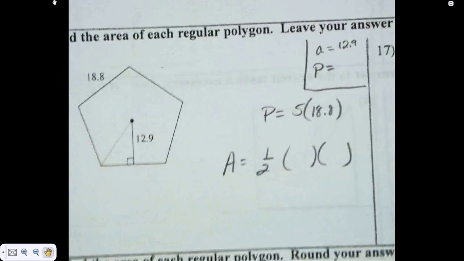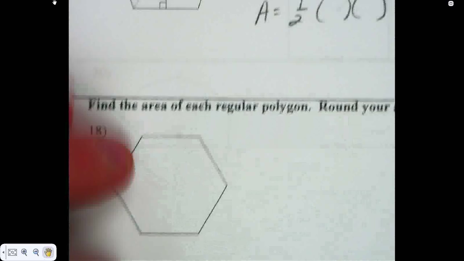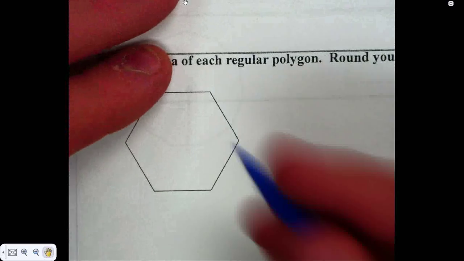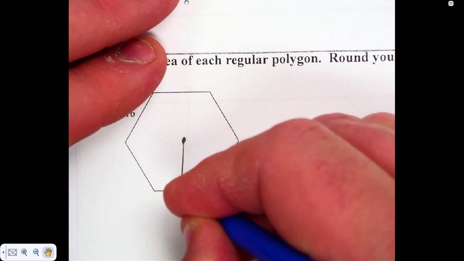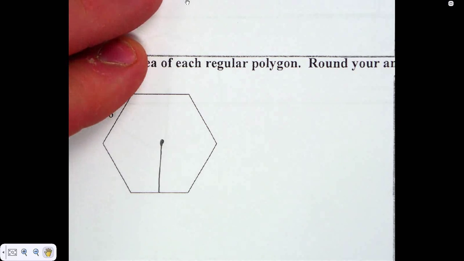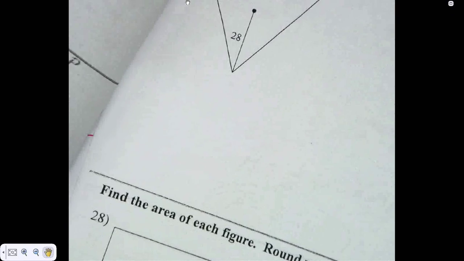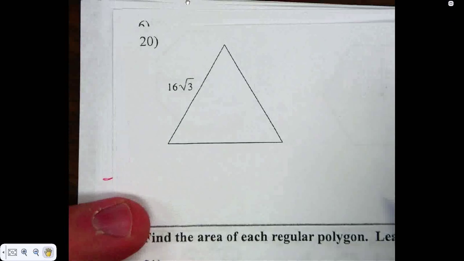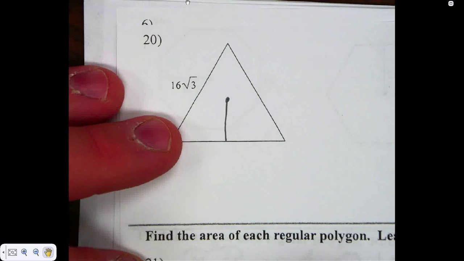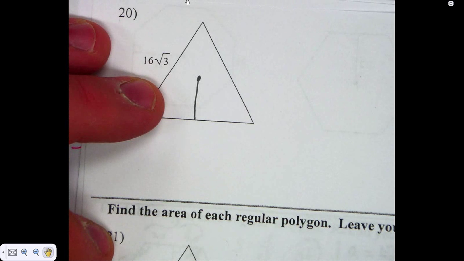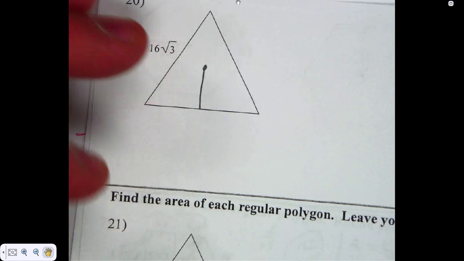Now, number 18. For these, I would like you to draw, for all of these, your apothem. So it looks like you need to do that for 18, 19, 20. Because when we're using apothem times perimeter, we're going to need that stuff, aren't we? Okay.